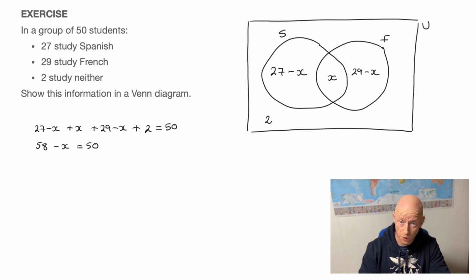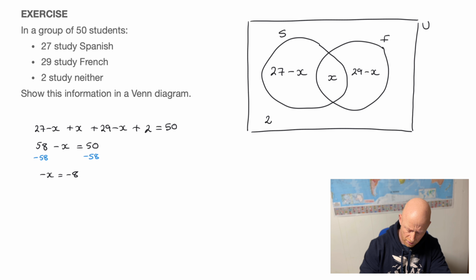I now solve this equation for x, and to do that, I'll subtract 58 from both sides of that equation, which quickly leads us to negative x equals 50 minus 58, which is negative 8. And if negative x equals negative 8, well, x must equal 8. And we now know how many students study both French and Spanish.